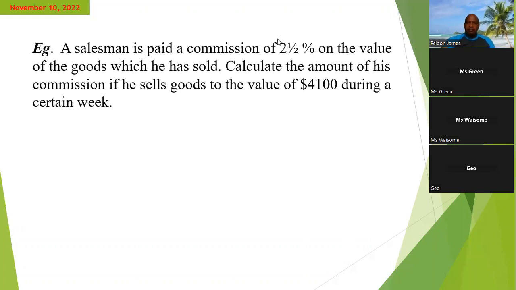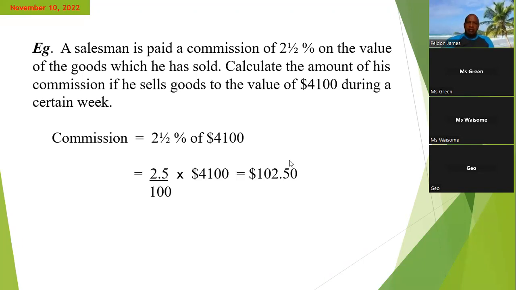Oh, yes, sir. So I add 2.5 over 100. So you would have calculated 0.5 over 100 times... That's what you got, 4,100. That's what you got for your commission. That's the answer I got. All right. Now, I know sometimes we are a little reluctant, but sometimes you can work with fractions without the calculator.